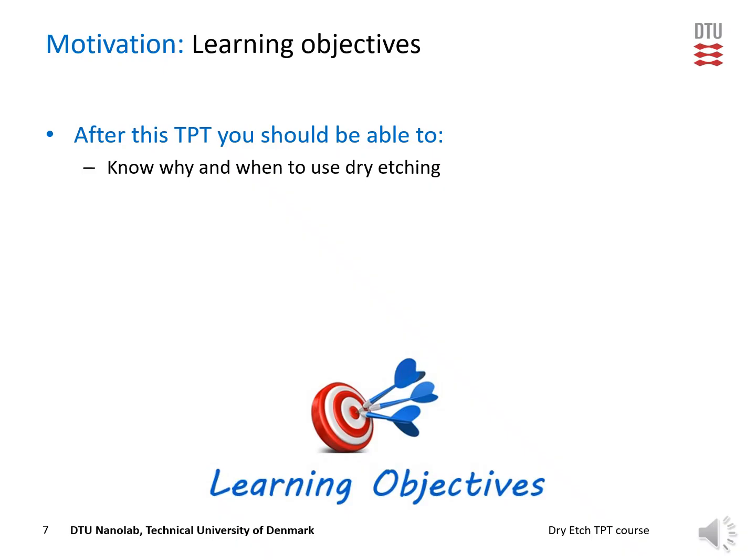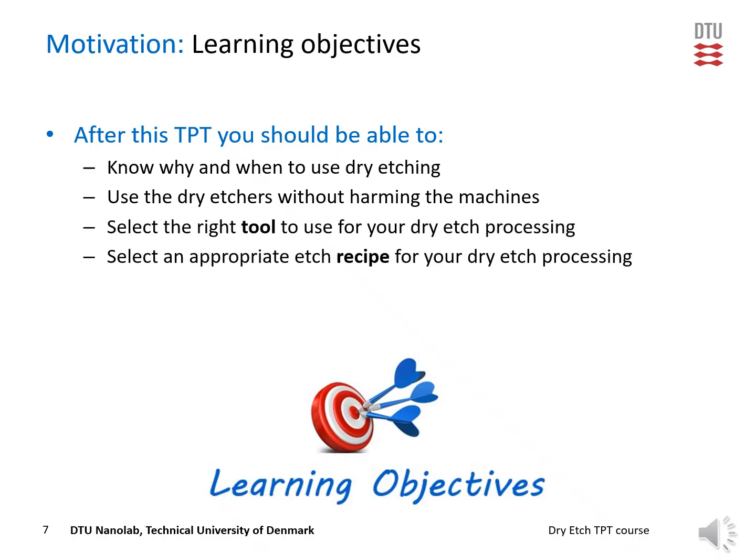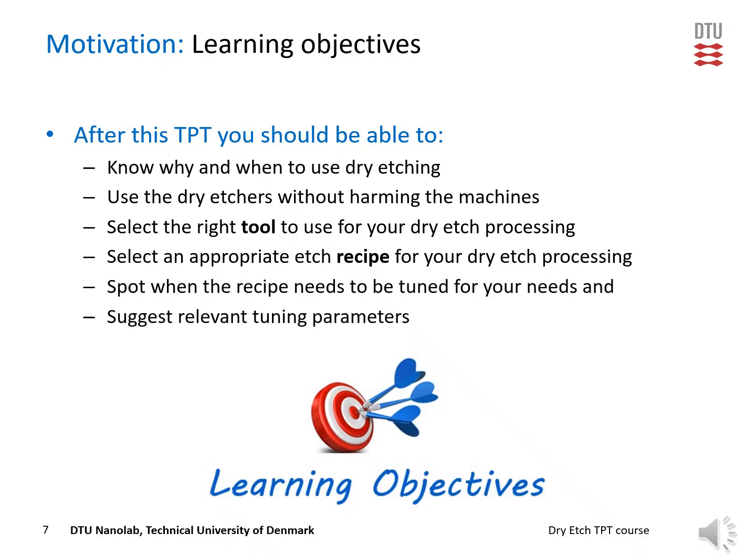You will know how to operate the equipment safely so you avoid damaging your sample, the machine, or yourself. You will be able to select the right tool and the right recipe, both for your process and to avoid contaminating a tool with materials that do not belong there. And finally, once you have etched and inspected your structures, you should have an idea of how to adjust the process if improvements are needed.